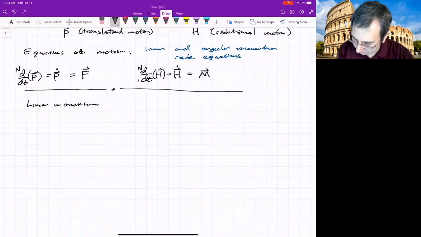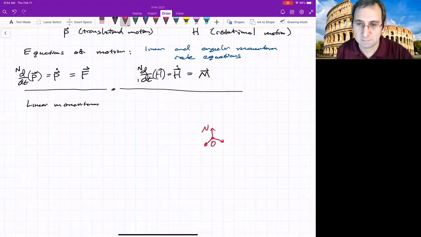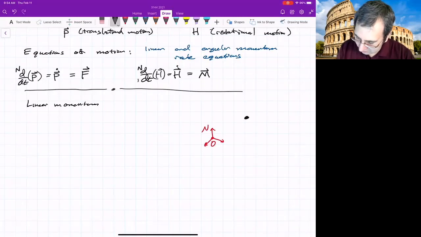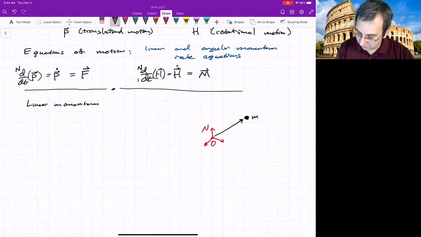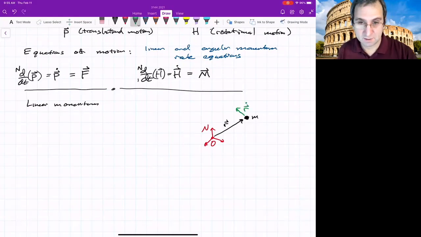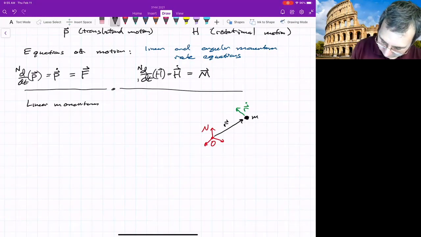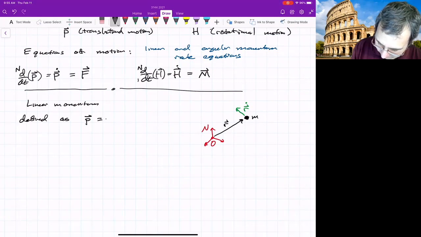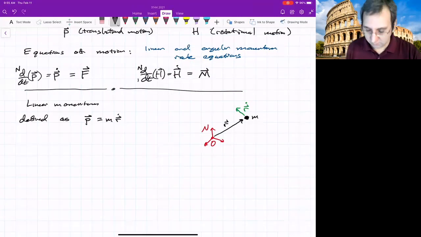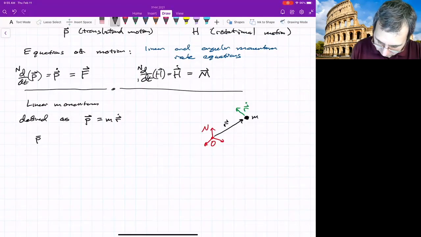Let me draw a picture. Just sketching out, here's an inertial frame. And we've got a point mass, a particle. Here's the vector to the particle. We'll just write that as r, the position. And this will have a velocity, which you could say is from kinematics. This is the inertial velocity of the particle. Linear momentum is defined as mass times the inertial velocity. And if we take its inertial derivative, so p dot, this is m dot r dot plus m r double dot.